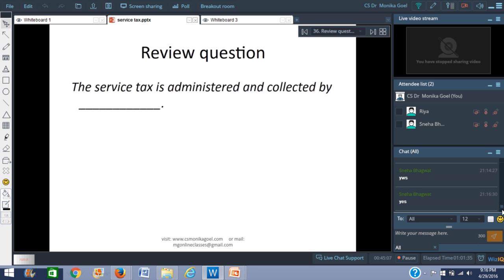If yes, then give me the answer to this question. The service tax is administered and collected by. No, no. Administration and collection cannot be by the act. Administration and collection is an administrative responsibility. And the administrative responsibility is with whom? It is not a legislative responsibility. Come on, I'm looking for this answer. Simple answer.